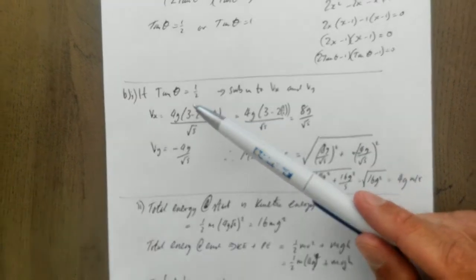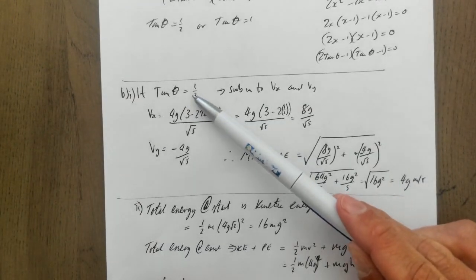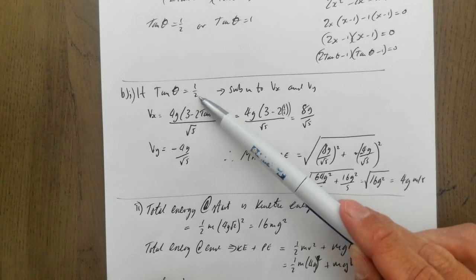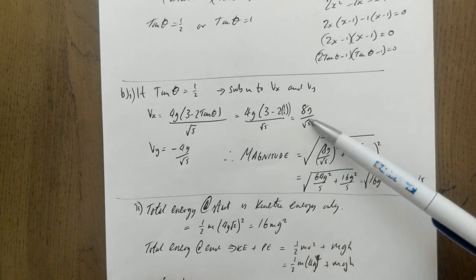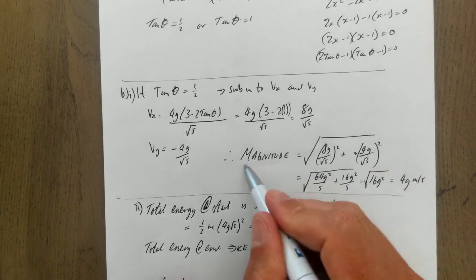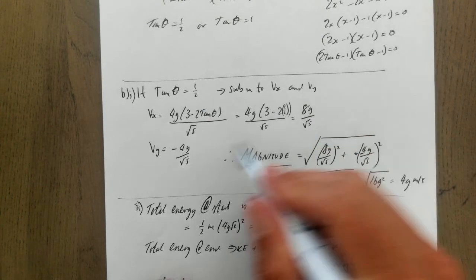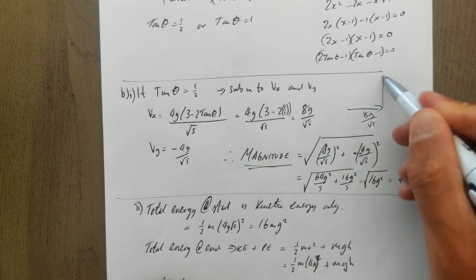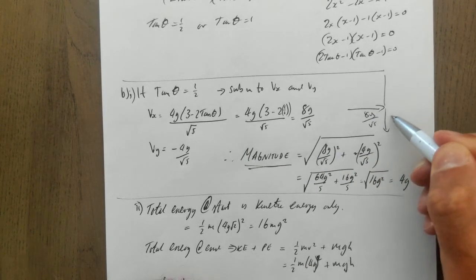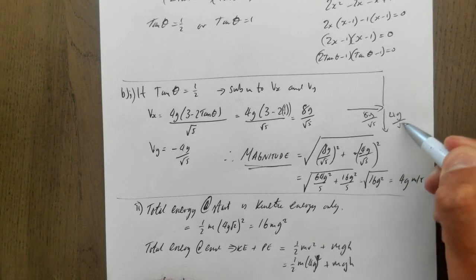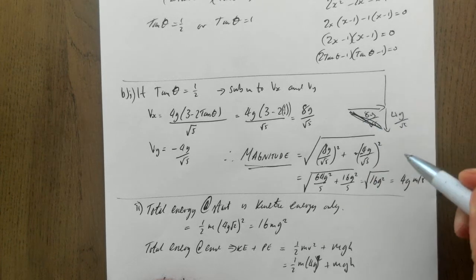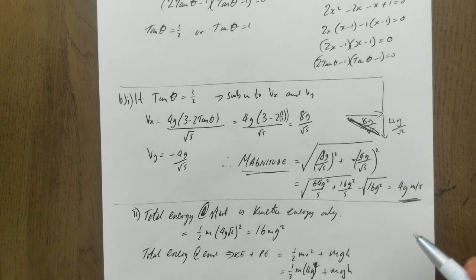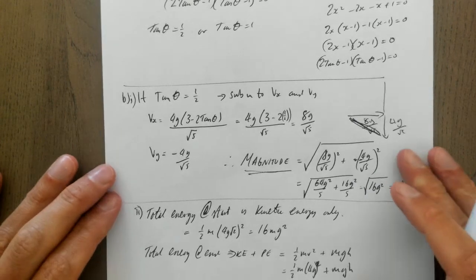Now, it gives you tan theta is equal to half. The key word here is magnitude, right? Because sometimes it's tempting just to put the half in here and leave it as this. But if it asks for the magnitude, we have the Vx and the Vy. That means Vx is 8g over root 5 downwards, sorry. Vy is 4g over root 5. So we want the hypotenuse, which is Pythagoras, okay? So you end up with 4g as the magnitude when it lands, which is important for the last part.